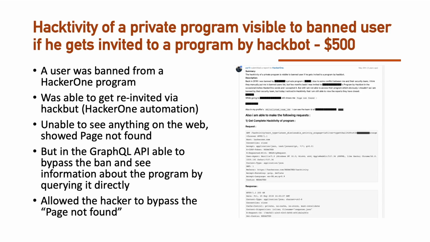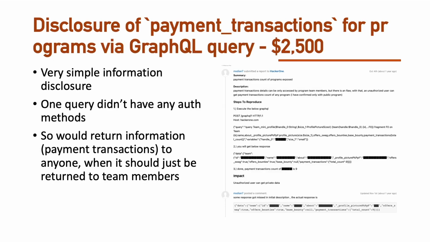And this is when we start to talk about bypassing client-side restrictions, right? It's not necessarily always going to be XSS. Sometimes it's getting past page not found errors using the API. And another very simple information disclosure. In this case, we have information disclosure / IDOR. One of these queries that this person found didn't have any auth methods. So it would return payment transactions to anyone when it should have just been able to be returned by team members. It's not the case that we have complex bugs. They're very simple bugs, but nobody's hacking on GraphQL, so no one's finding all these very simple bugs.